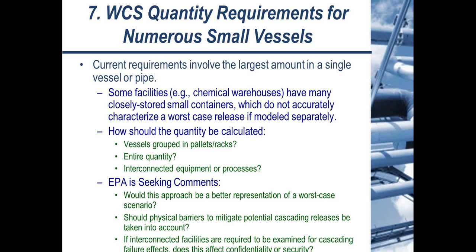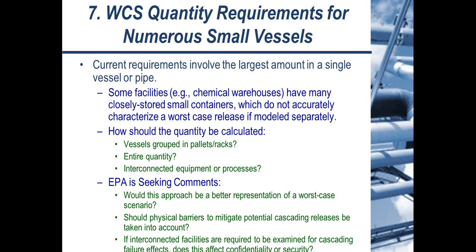So with regards to that, how should this be calculated? Should they look at vessels that are grouped in pallets or racks? Should you just say, okay, this is how much we'll have stored in these small containers, here's the entire sum of it? And should you also look at interconnected equipment or processes? This also includes if you're connected by pipeline to another facility or location. Should you be looking at what happens if this propagates through? So what they're looking at: would this approach be a better representation of a worst case scenario? Should some of the physical barriers to mitigate potential cascading releases be taken into account? And if interconnected facilities are required to be examined for cascading failure effects, does this affect confidentiality or security?